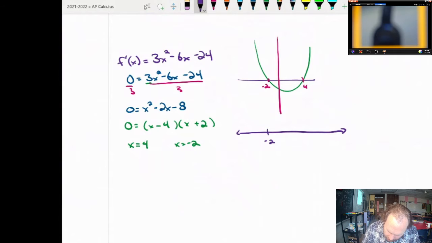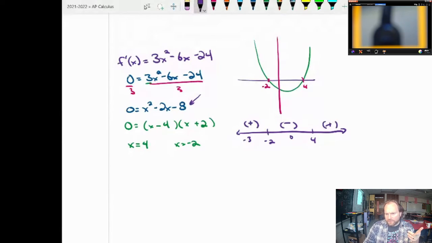We know negative 2 is here. We know 4 is here. What you do here is you test a number, like 0, for example. And you say, okay, if I were to plug 0 into the f prime, would I get a positive or negative number? And you would get negative 8, which is negative. If you were to plug in, say, negative 3 for a tester, you'd get positive 9, a positive number. And then it'd be positive over here, too.